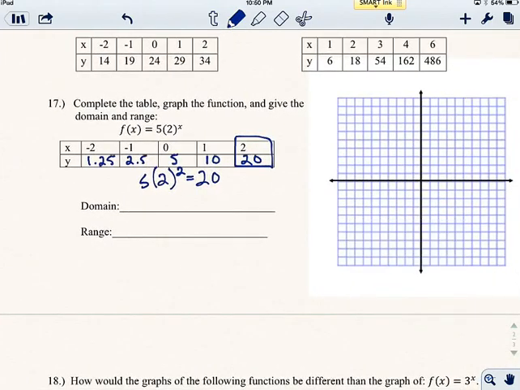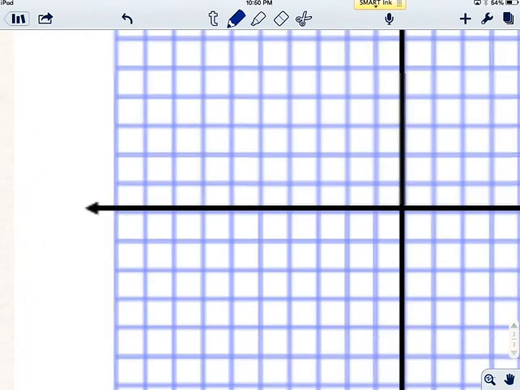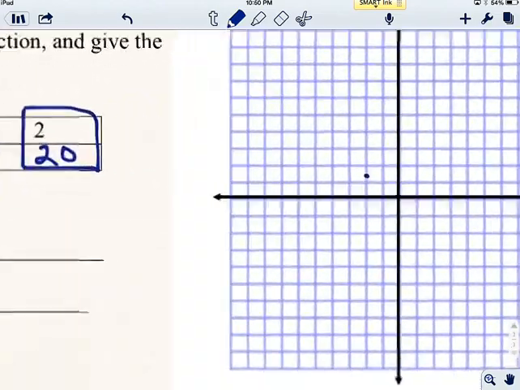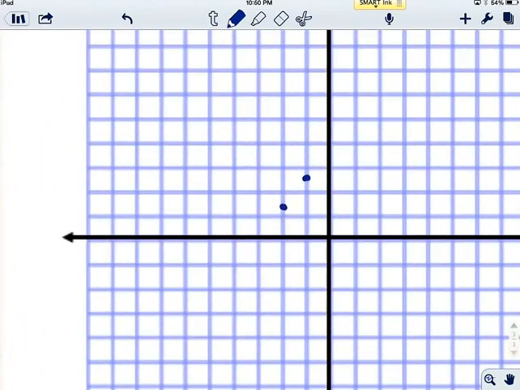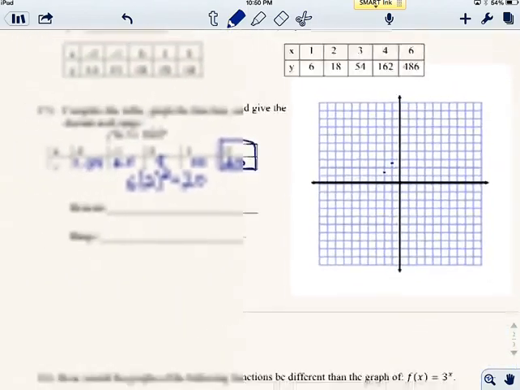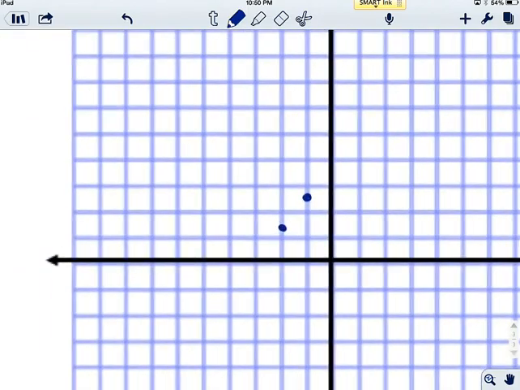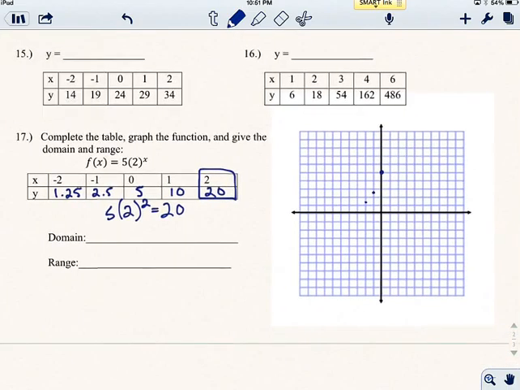Let's look over here at our graph, and we'll graph this real quickly. So I've got negative 2, 1.25. I'm going to put a dot right about there. Then I've got negative 1, 2.5. So I'm going to put a dot right about there. Good. Okay, 0, 5. 0, 5 is going to be right there.